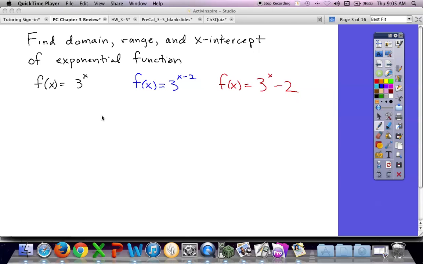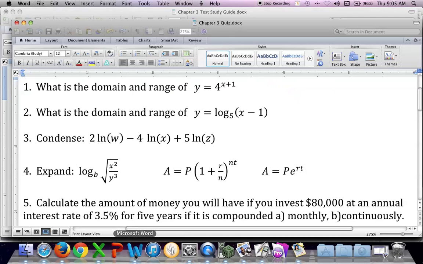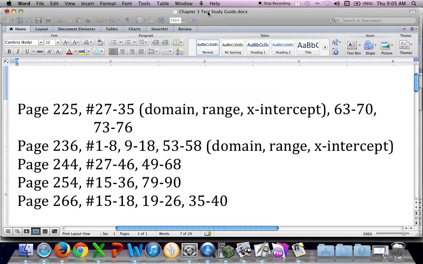Okay, so there will be two questions on the quiz that ask you to know domain and range, and in fact, it's going to ask for x-intercept, right? When you go to the study guide, the problems 27 through 35 are referring to that slide that I have up there, and it says find domain, range, and x-intercept. That's not exactly what they ask for in these problems in the book, but that's what you need to be trying to understand, right?